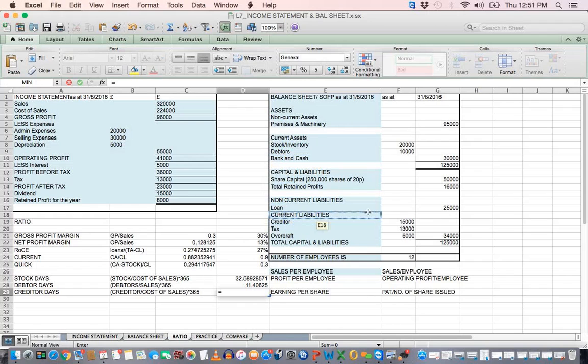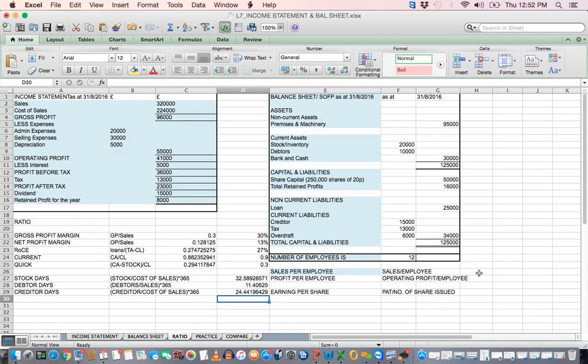Now creditor days equals your creditors, divided by your cost of sales, and then you put the bracket, and then you multiply 365, because that's our standard formula to calculate the creditor days. Then you hit enter, and it's also 24 days because it's less than 5 after the decimal. So 24 days, this is 11 days, and this is 33 days.